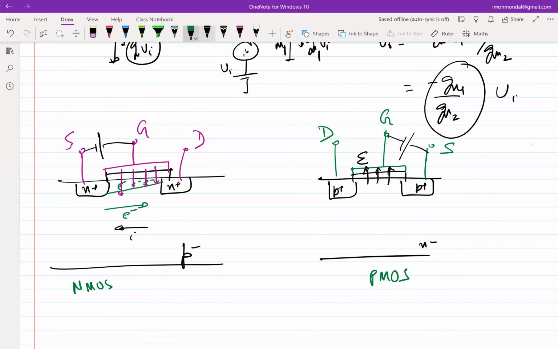In the case of NMOS, you attract negative charges under the channel. In the case of PMOS, you attract positive charges under the channel, right? And positive mobile charges are holes. So you get holes underneath.